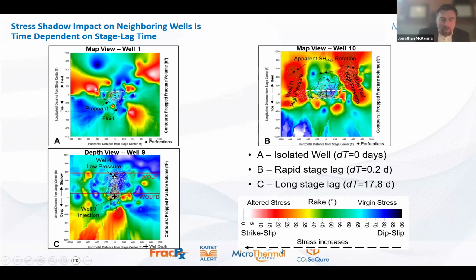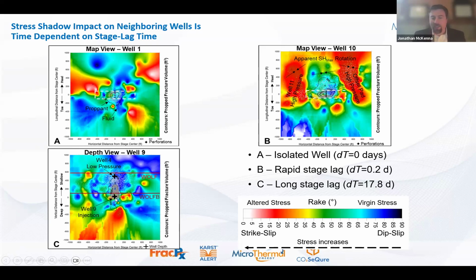But in a scenario like this where you treat the shallow well and then 18 days later you go to this deeper well, now we're seeing these virgin reservoir stress state events that are cool colored going back to the previously treated well. So it indicates that there's no longer a stress boundary there, and your virgin reservoir stress state events are going away from the well that's being treated.